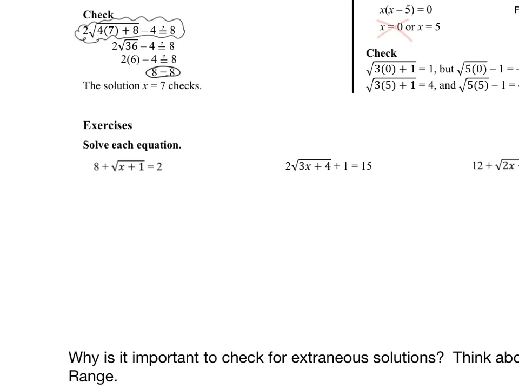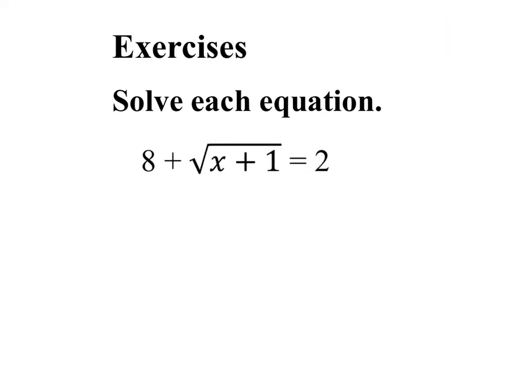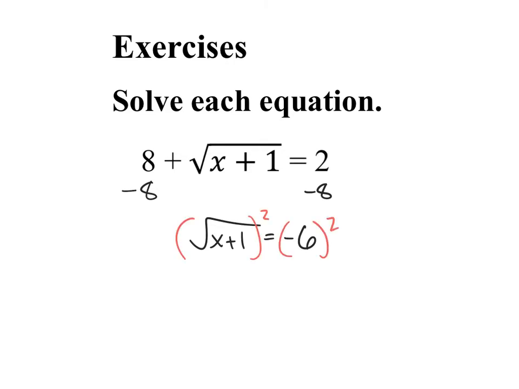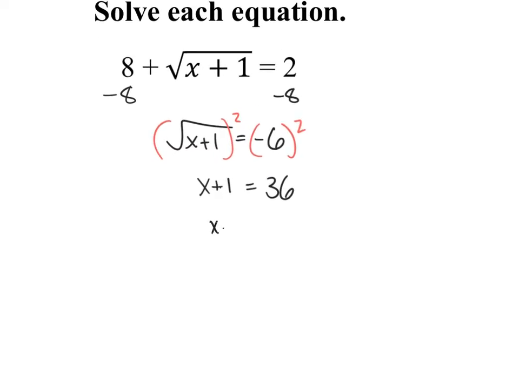All right, so let's go ahead and jump on in. Let's solve each equation. The first step is always isolating the radical. So I'm going to subtract 8 from both sides, and we'll get the square root of x plus 1 is equal to -6. Now that the radical is isolated, we're going to square both sides. And with that, we'll have x plus 1 is equal to 36. And when I subtract 1 from both sides, we'll get that x is equal to 35.